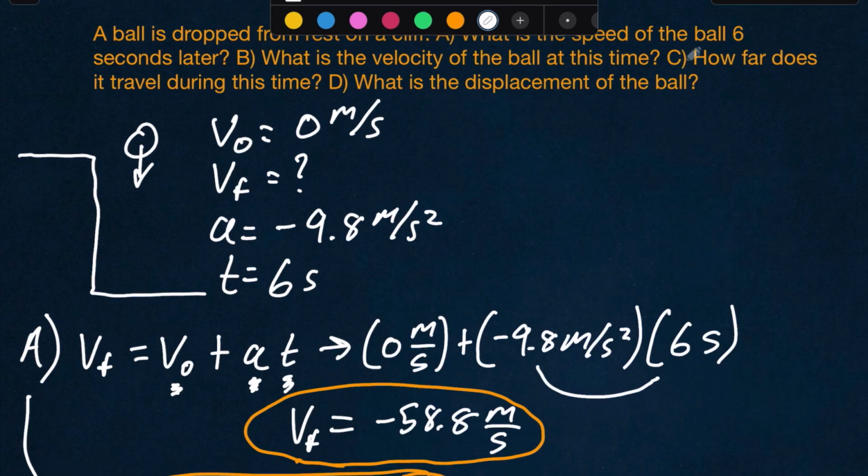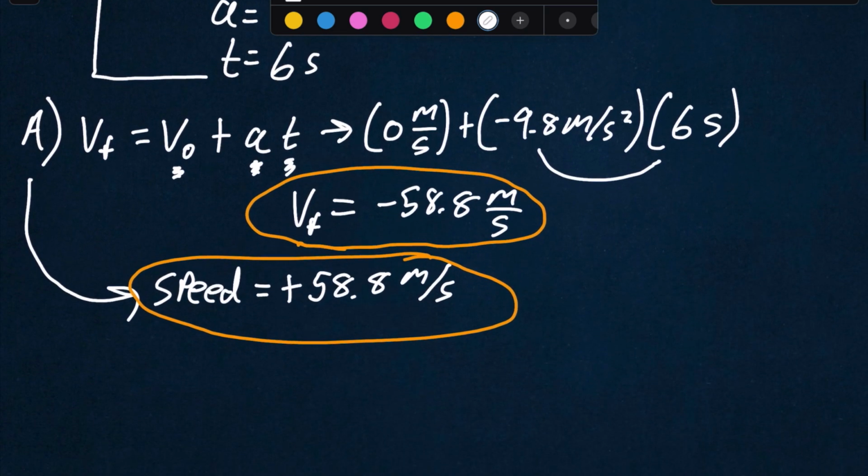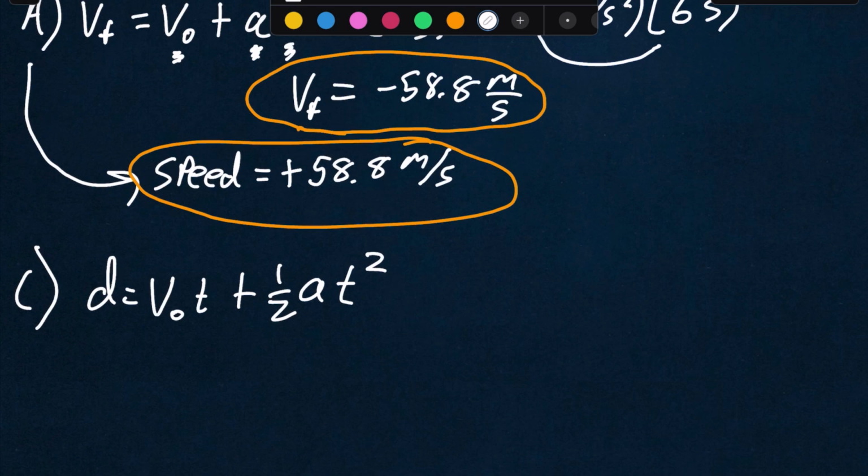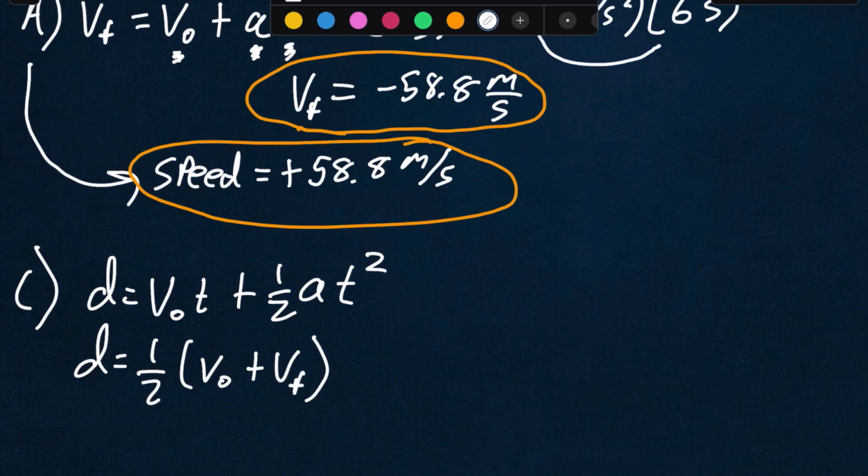Part C says how far does the ball travel during this time, and part D says what is the displacement. So we need to use some different formulas to solve this. There are two formulas we can use to solve for distance. The first formula says distance equals V initial times t plus 1/2 acceleration times time squared. The other formula says distance equals 1/2 V initial plus V final times time. I like to use this equation if we can, since it's a little bit simpler.